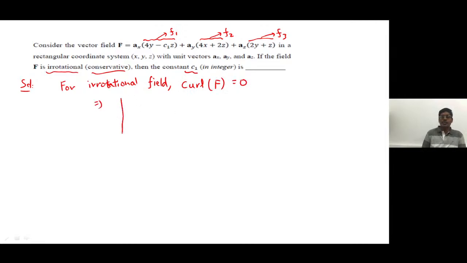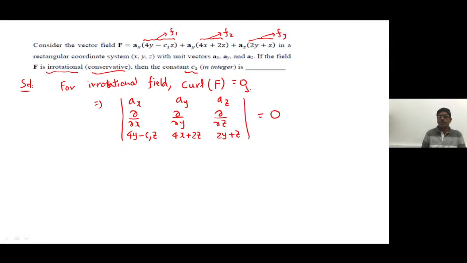So curl means a 3 by 3 determinant: first row ax, ay, az, second row partial derivatives dou by dou x, dou by dou y, dou by dou z, third row components f1, f2, f3, that is 4y minus c1z, 4x plus 2z, and 2y plus z, equal to 0. This is a 0 vector, it's not a scalar. Curl is a vector quantity, divergence is a scalar quantity.